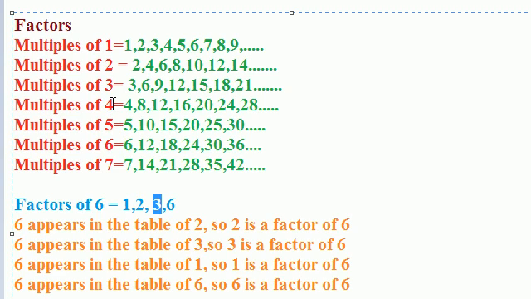Let's check the multiples of 4. We have 4, 8, 12. 6 doesn't appear, so 4 is not a factor of 6. In the multiples of 5, we don't see 6, so 5 is not a factor of 6. But in the multiplication table of 6, we find 6 is appearing, so here we will write 6 is a factor of 6. In the multiplication table of 7, it doesn't appear, so we will say that these 4 numbers are factors of 6. Now we will analyze something very important from this observation.